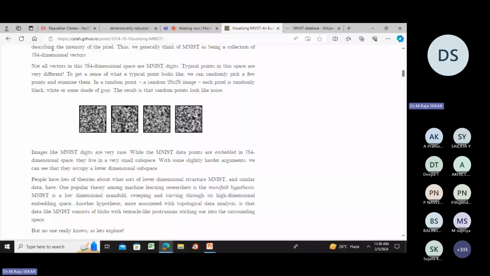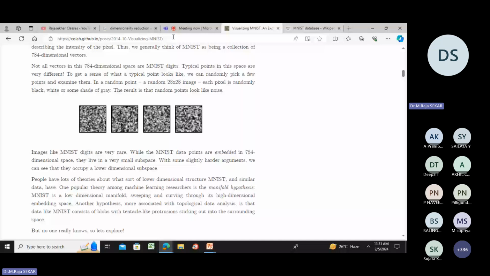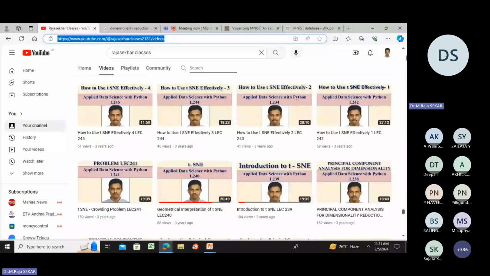How it works, we will see. I will come back here while discussing t-SNE. Before starting this session, I would like to show you what I did, for future reference. Maybe this session is very short. Why? Because within 2 hours, actually related to t-SNE.